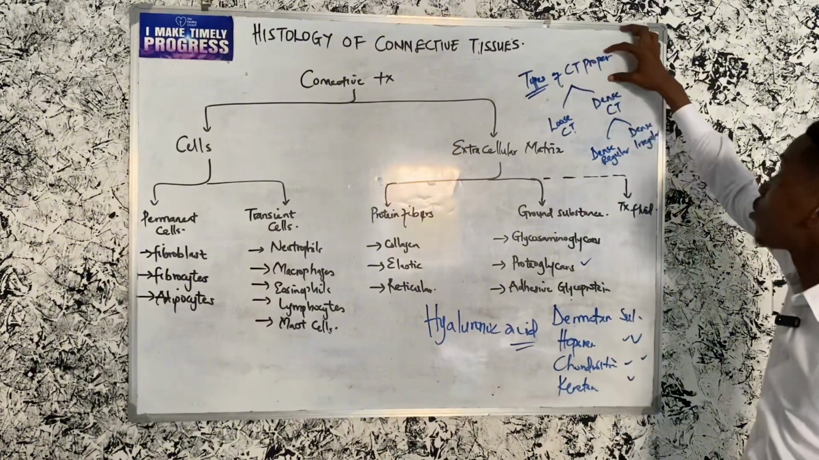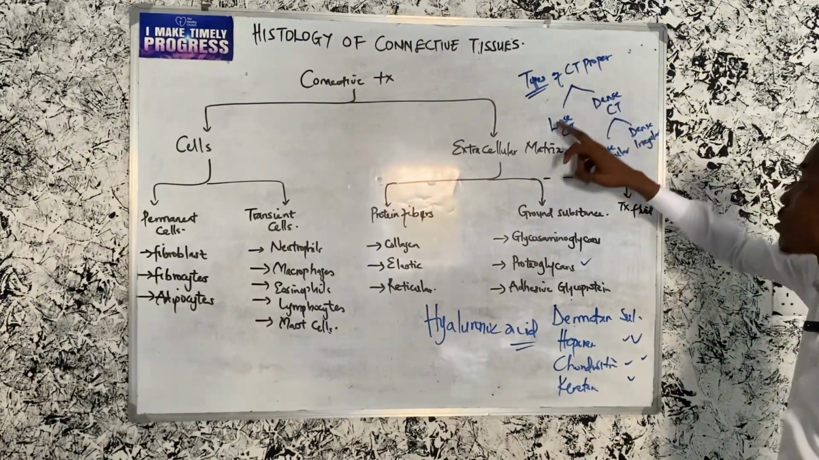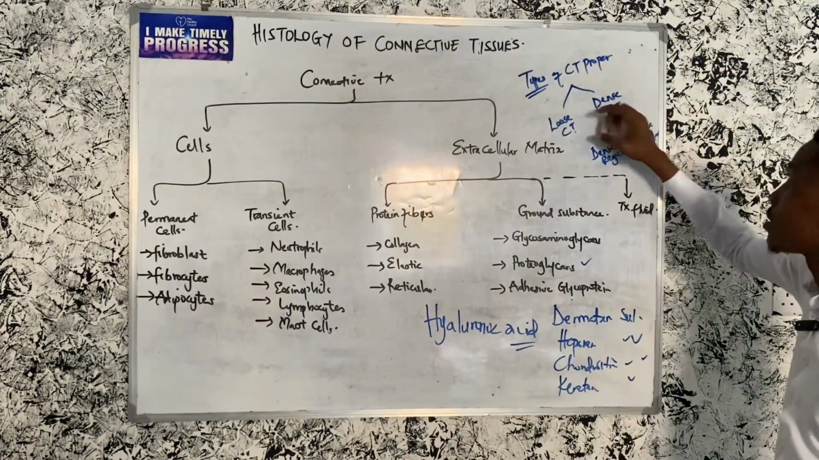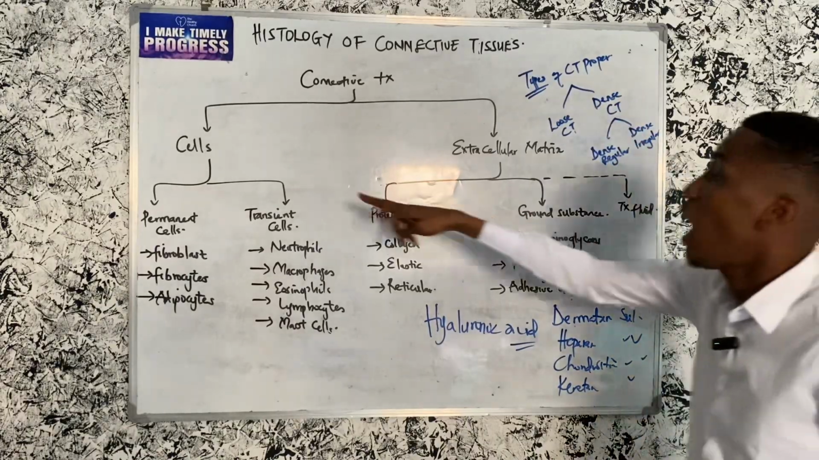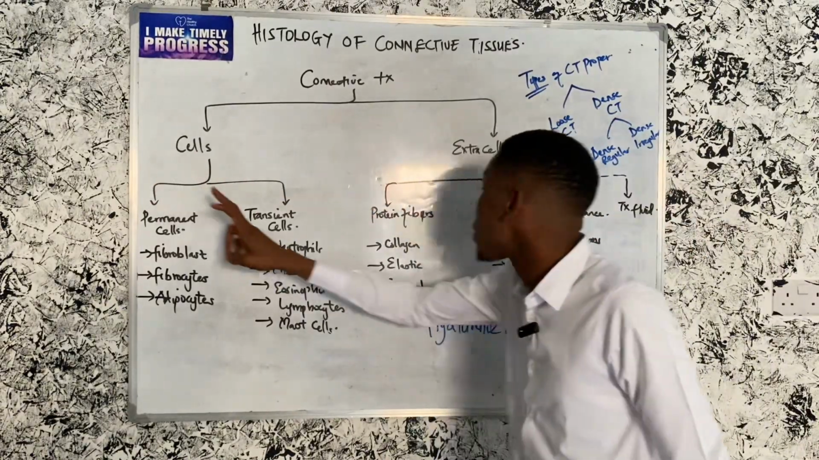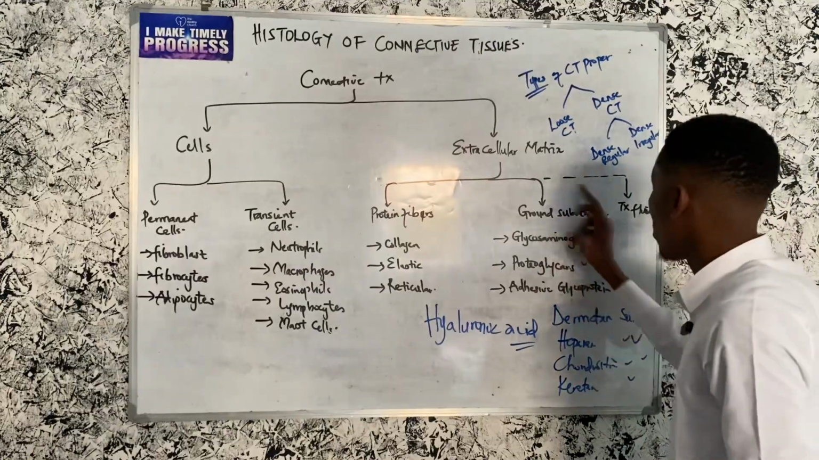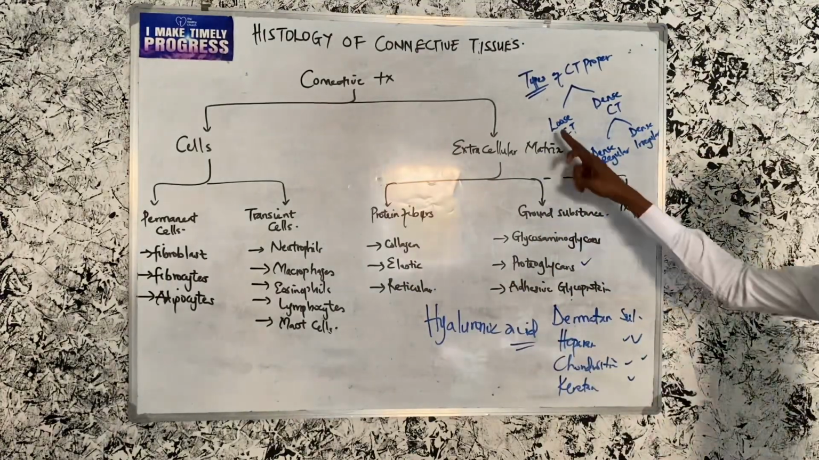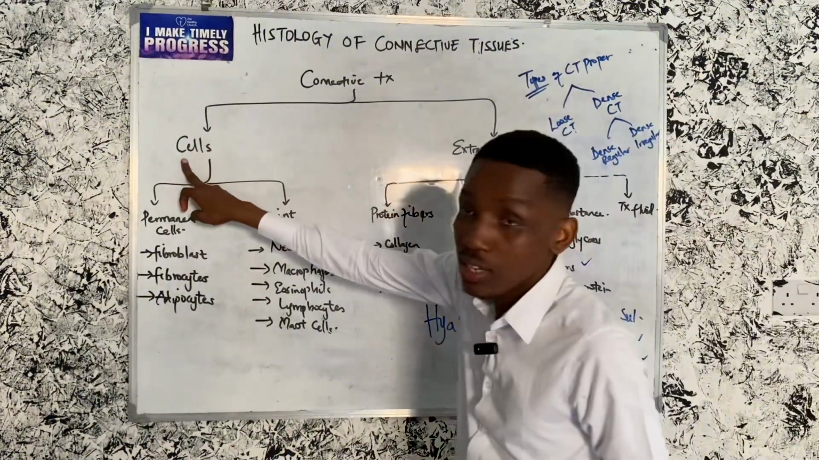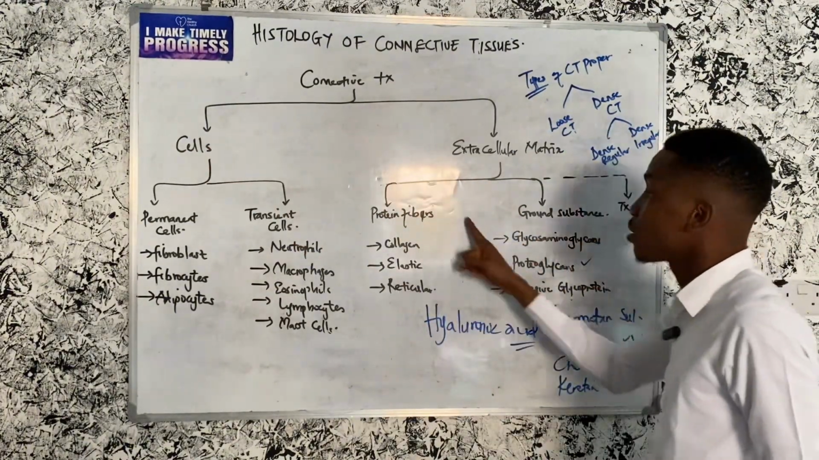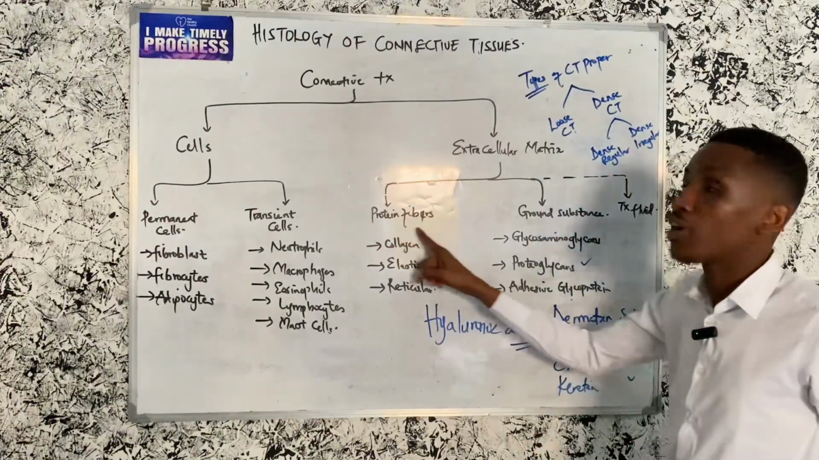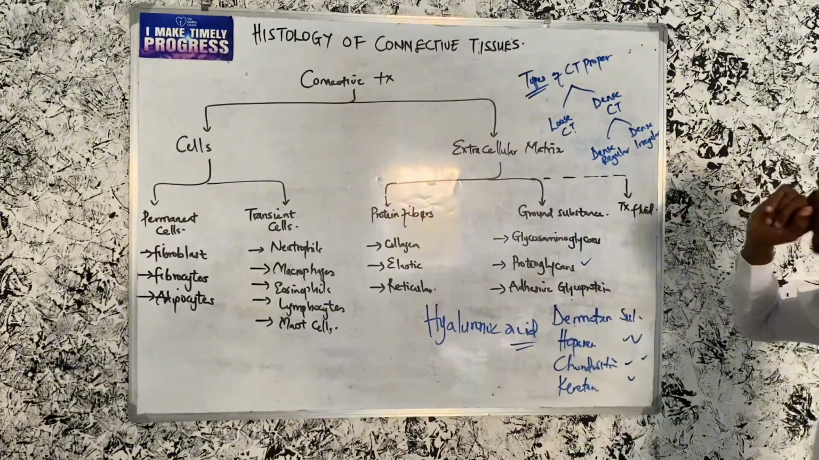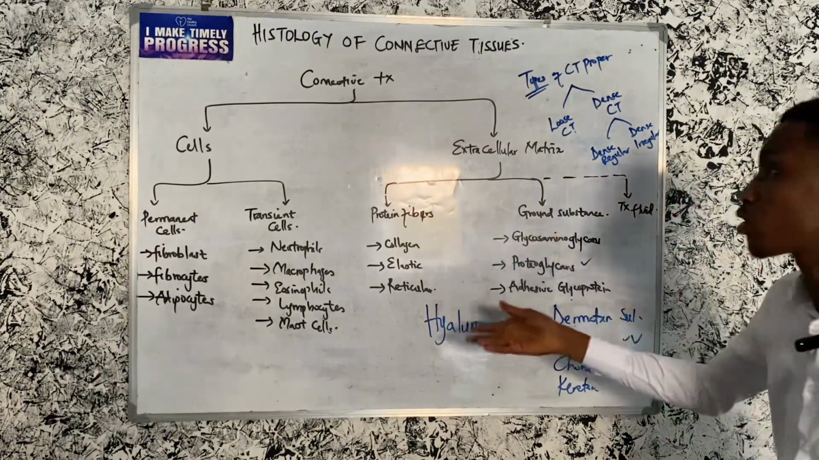But for the proper connective tissue, we have two types, either loose or dense. Loose connective tissues have abundant cell types, they have abundant ground substance, but they have very few protein fibers. That's why they are called loose. They have abundant cells, abundant ground substance, but few protein fibers. It's seen in most places, loose connective tissue.